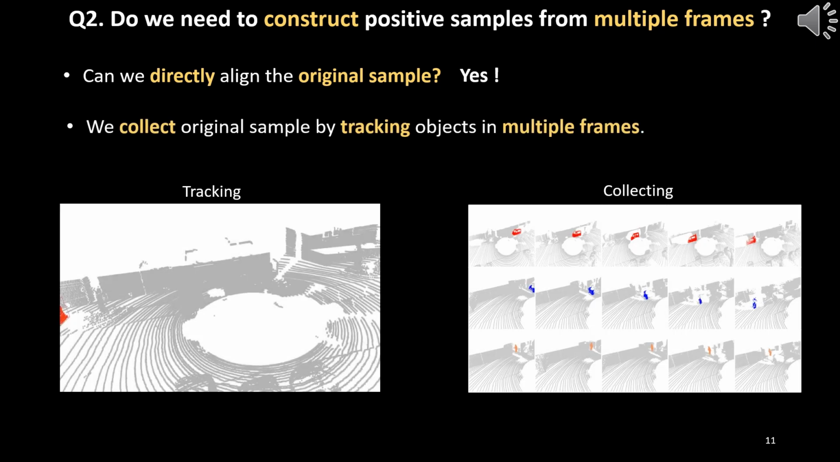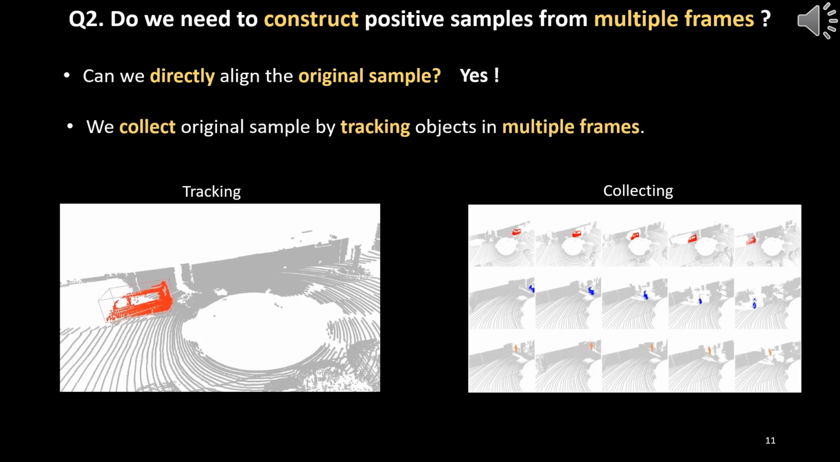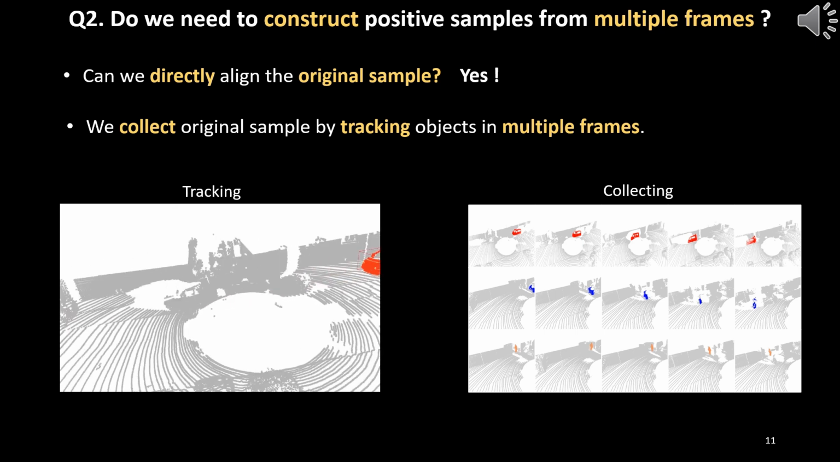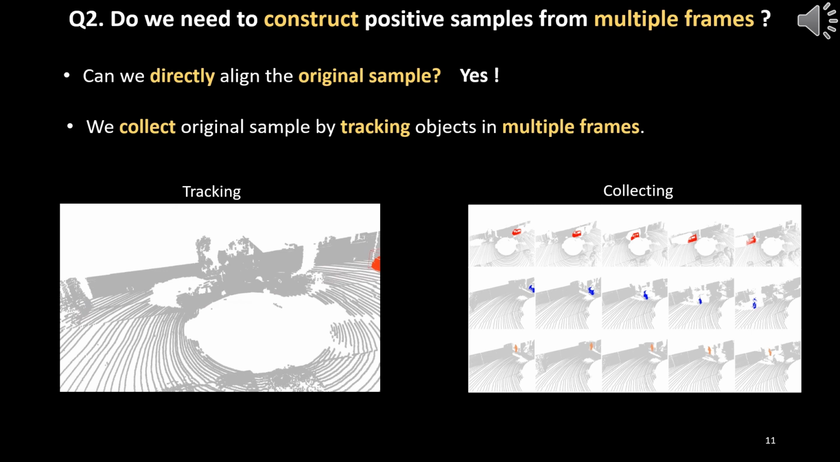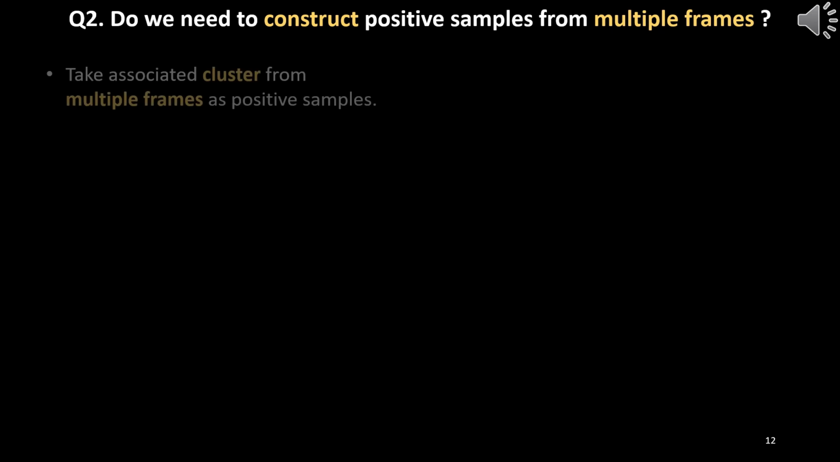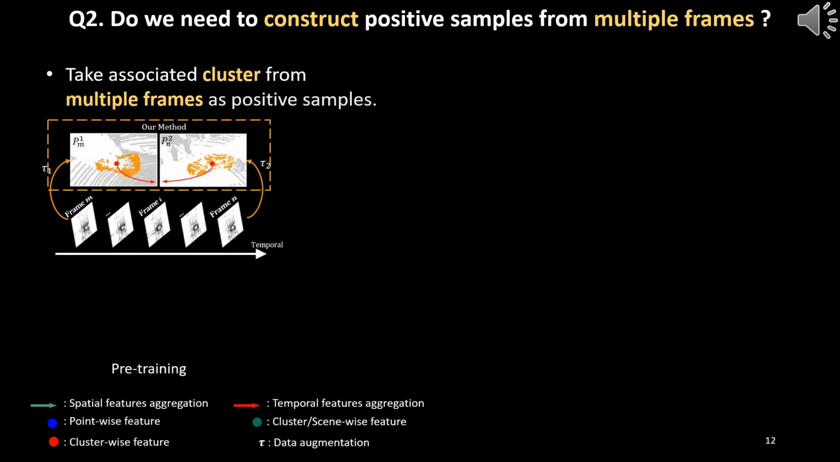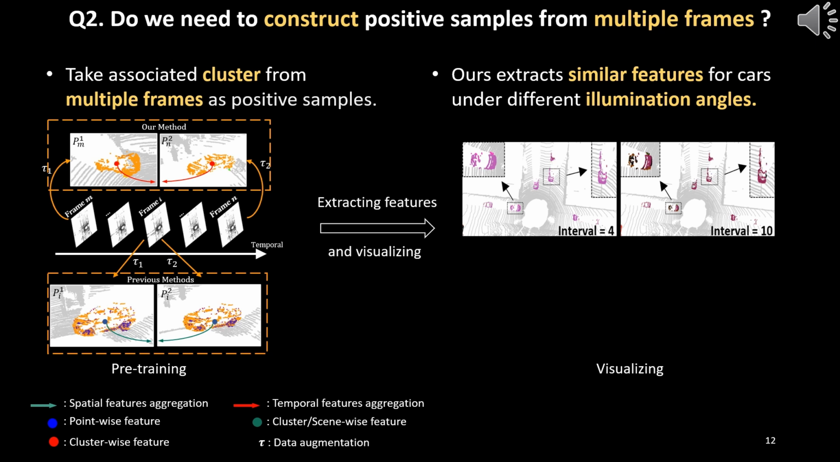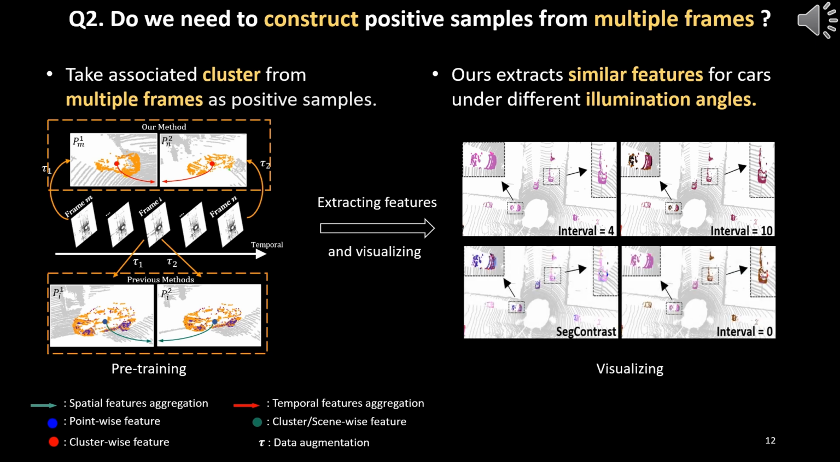Yes. Since the LiDAR is moving in the scene, tracking an arbitrary object in multiple frames can obtain its appearances under different illumination angles. We track, associate, and collect appearances from objects in time sequences. And then, we take associated clusters from multiple frames as positive samples and minimize the distance between them. We render the points in the same feature cluster with the same color. Our method's pre-trained model extracts similar features for cars under different illumination angles. But SegContrast with no temporal information cannot. So, we think it is needed to construct positive samples from multiple frames.